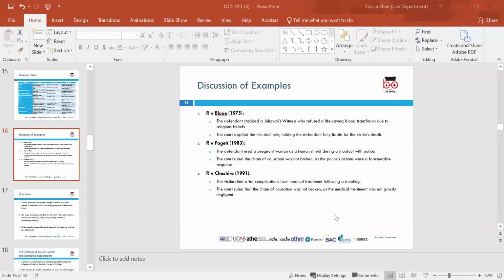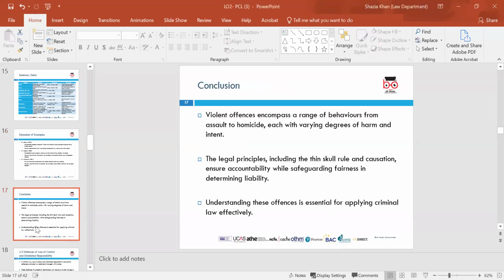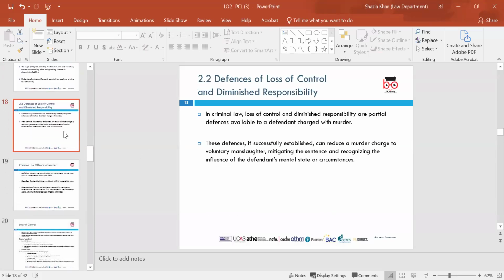The next case is the R v Cheshire case, 1991. The victim died after complications from medical treatment following a shooting, and the court ruled that the chain of causation was not broken as the medical treatment was not grossly negligent. In conclusion, violent offences encompass a range of different offences. The legal principles, including the thin skull rule and causation, ensure accountability while safeguarding fairness in determining liability. Understanding these offences is really important for applying criminal law effectively in society.